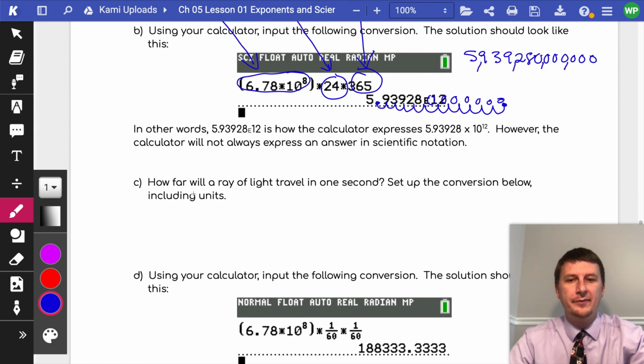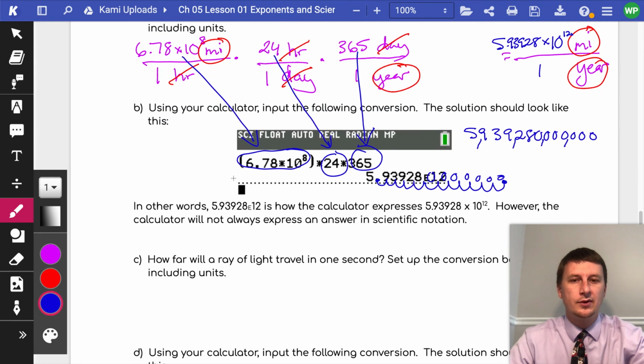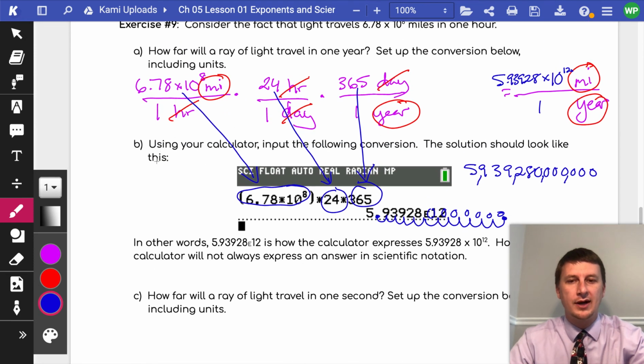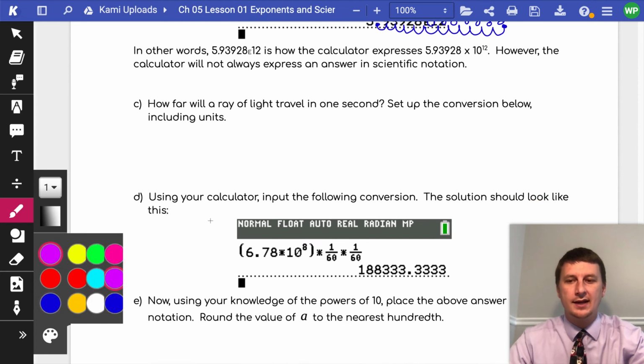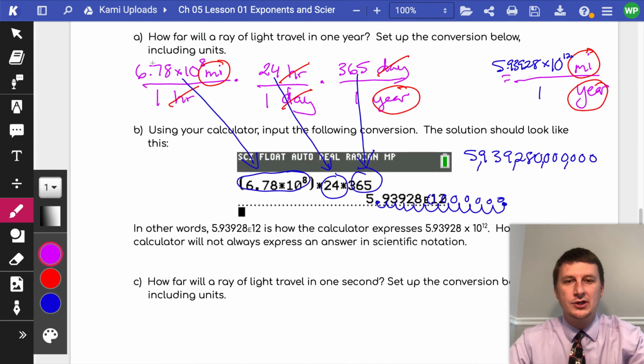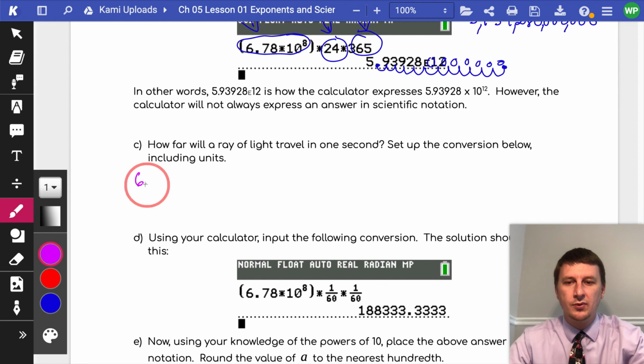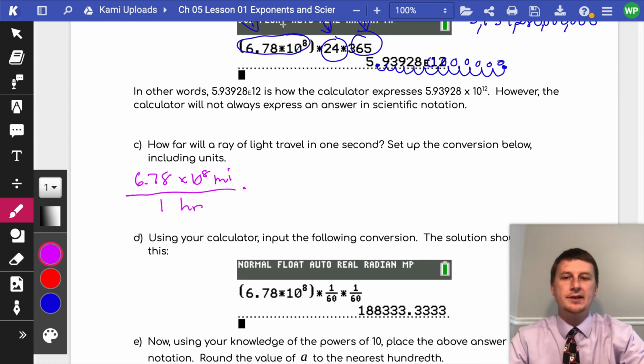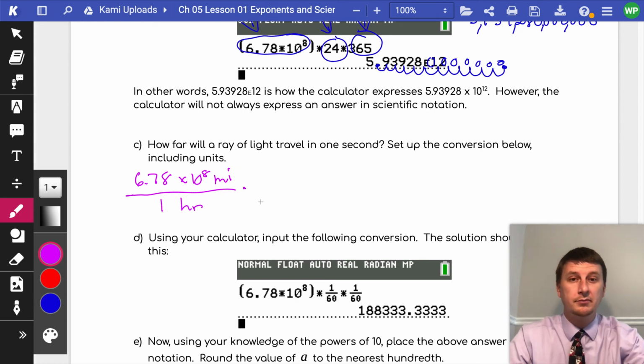But we want to know how far will a ray of light travel in 1 second now. So we're going to go backwards because we know how many miles per hour. We want to know how many miles in 1 second. So again, let's take that information that we know. We know 6.78 times 10 to the 8th miles in 1 hour. And do we know how many seconds are in an hour? You might, but I don't.